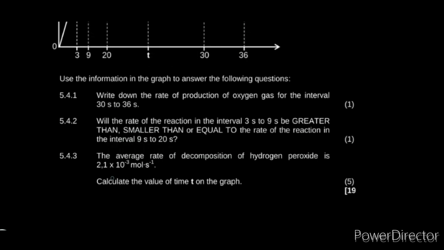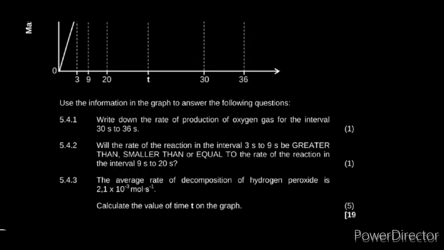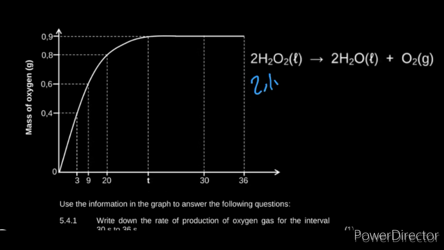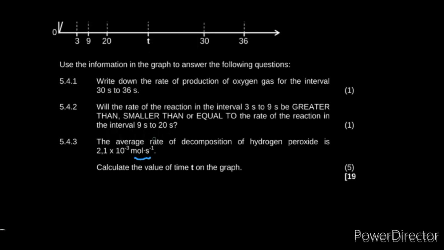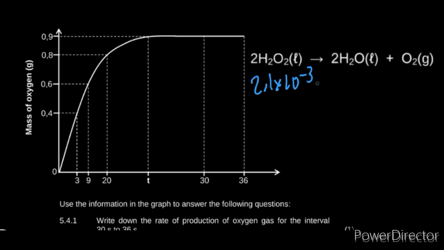So they gave us the rate of reaction of hydrogen peroxide, which is 2.1 times 10 to the power of minus 3, right? So notice that it's moles per second, meaning that what makes it worse is that it's in the number of moles, it's not in mass. So moles per second. So then you can see definitely we're not talking about this graph, because first of all, we're talking about oxygen. Second of all, it's in mass, yet this reaction is in moles. So what are we going to do?